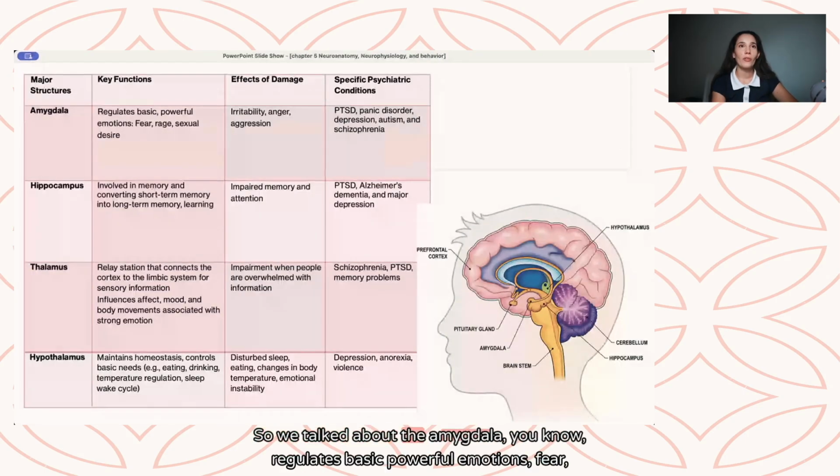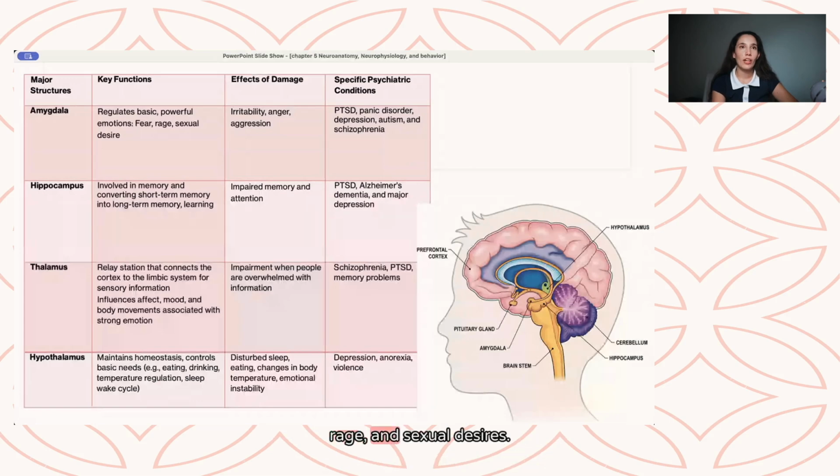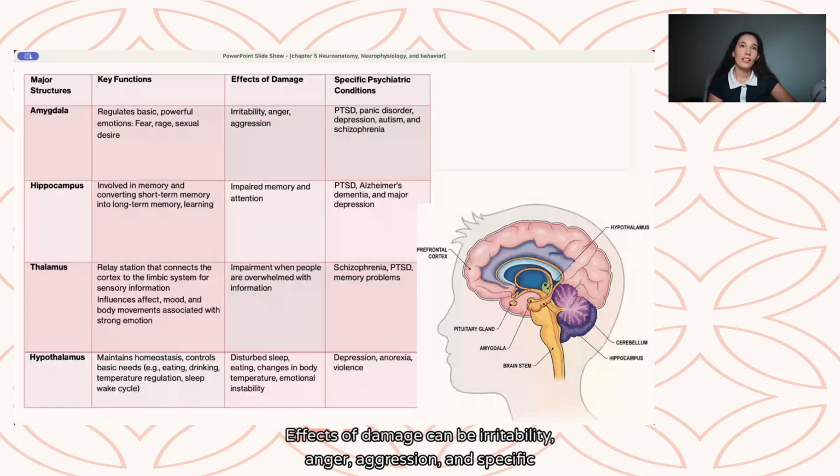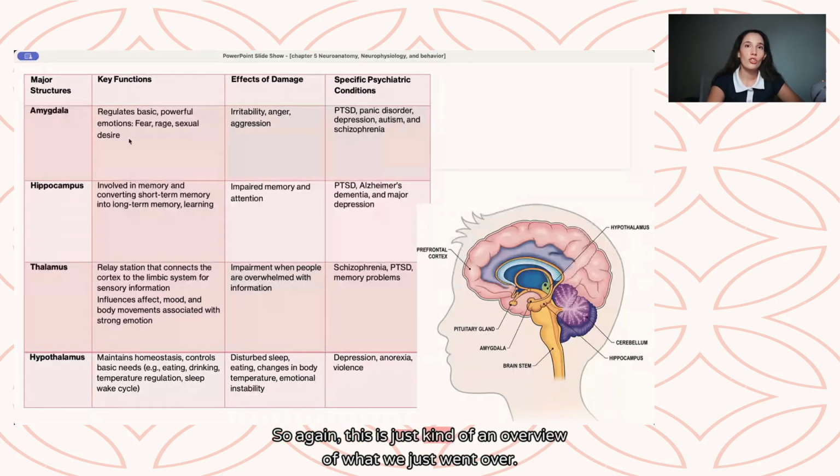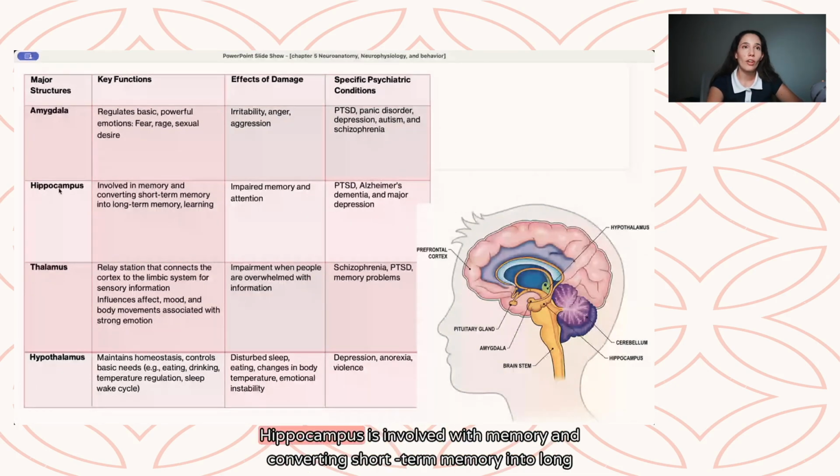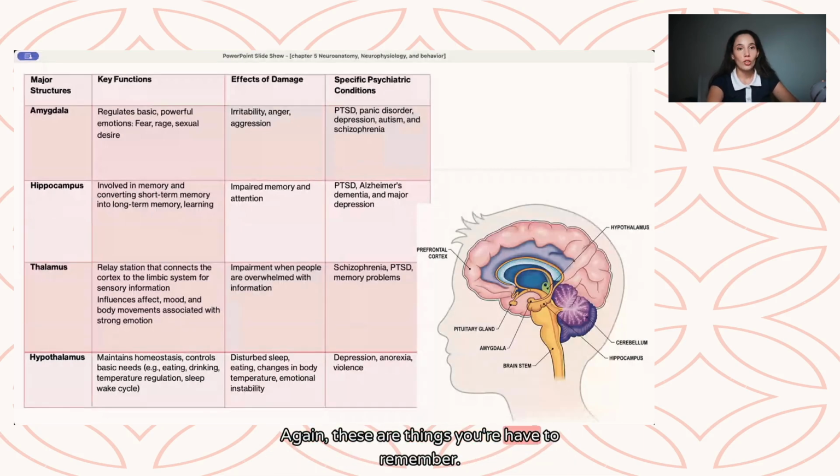So we talked about the amygdala, which regulates basic powerful emotions: fear, rage, and sexual desires. Effects of damage can be irritability, anger, aggression. Specific conditions include PTSD, panic disorder, autism, depression, schizophrenia. Again, this is just an overview of what we just went over. The hippocampus is involved with memory and converting short-term memory into long-term. Again, these are things you're going to have to remember.